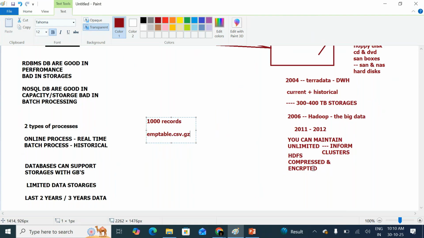The same HDFS file system is taken as a reference by the cloud. AWS cloud, Azure cloud, GCP cloud support distributed file systems, Hadoop's idea for the cloud. The same file system is used by S3 storage. You store in the form of files, in compressed format, with encryption. Same file system. The father of cloud storage is Hadoop only.